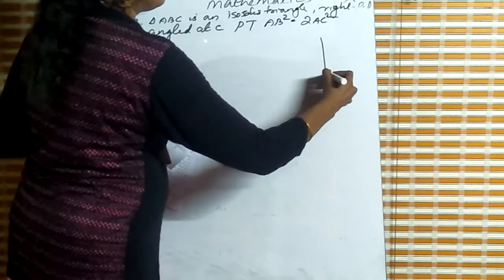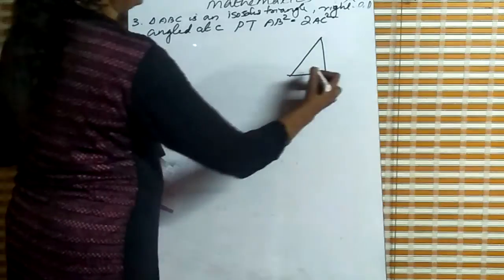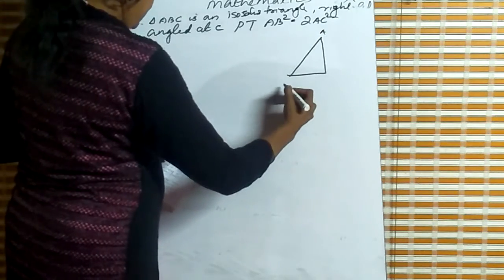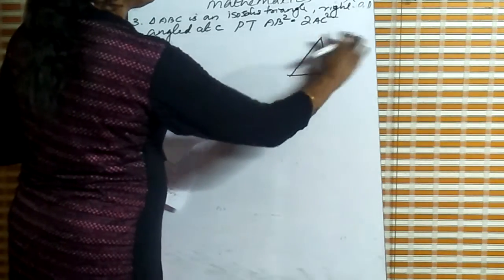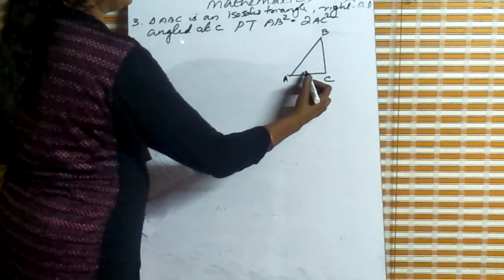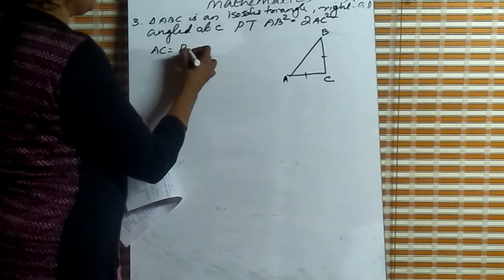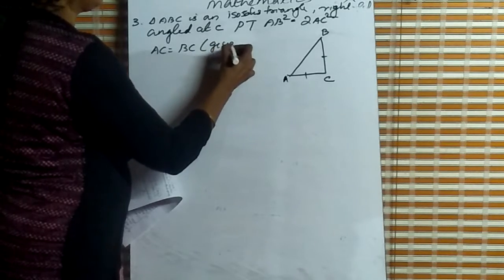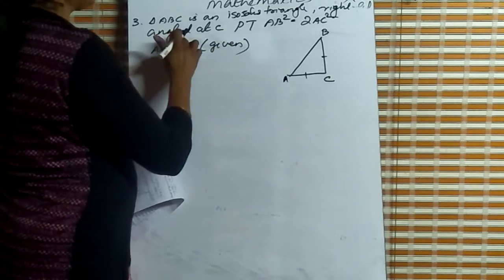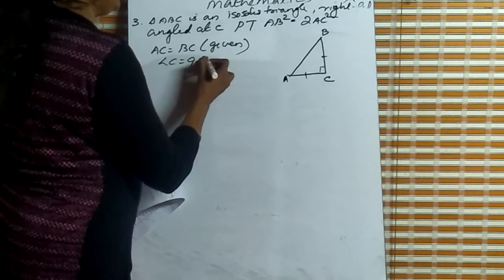Triangle ABC is an isosceles triangle right angled at C. ABC is an isosceles triangle, means AC is equal to BC, given it is an isosceles triangle. Right angled at C, also this angle C is equal to 90 degree.